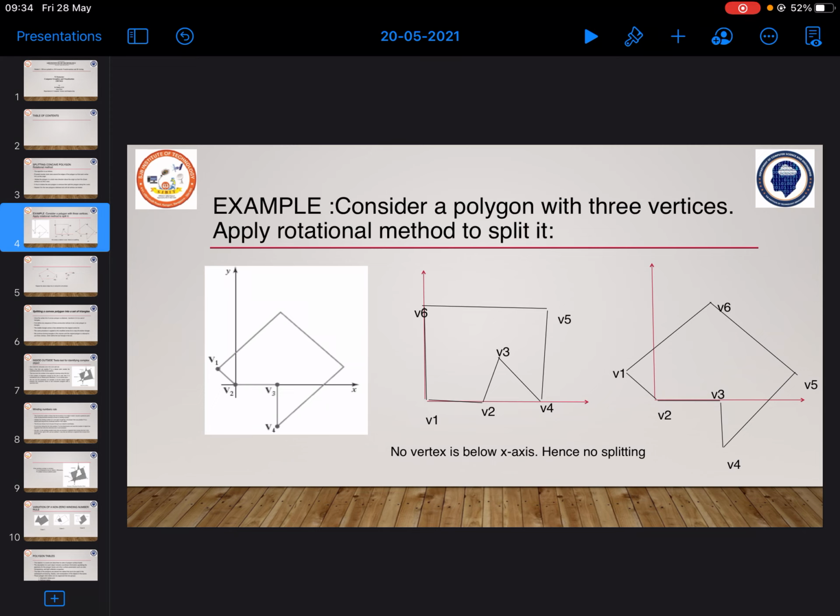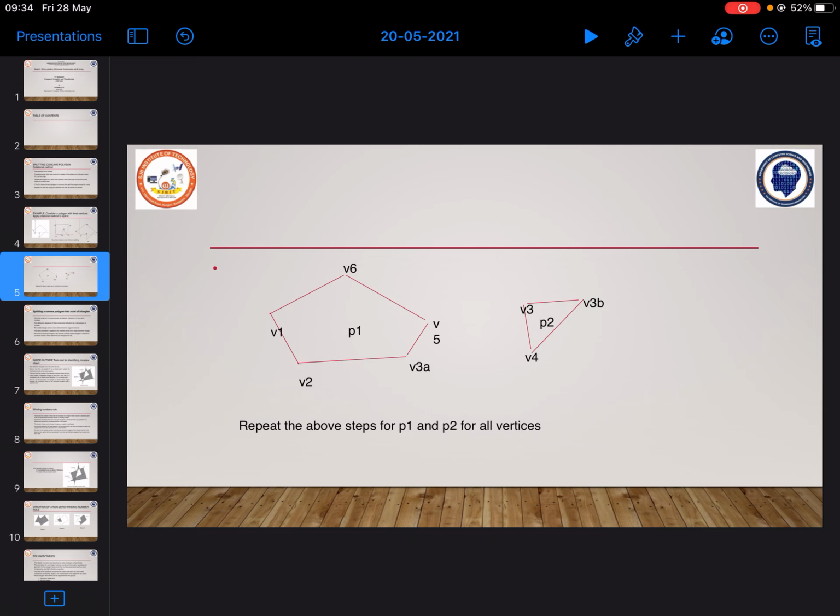Then if I keep v2 at the origin, v3 will be on the x-axis and v4 will come below the x-axis. In such a situation we need to split this polygon. After splitting, you can see that v1, v2, v3, v5, v6 will come under one polygon, and v4, v3, v3b will come under the other polygon.